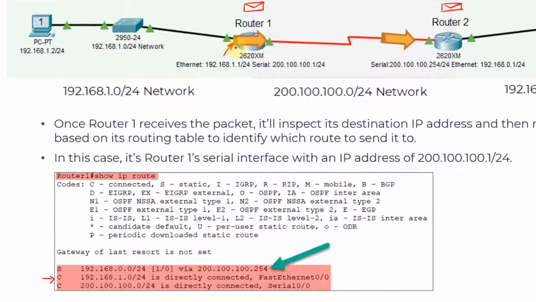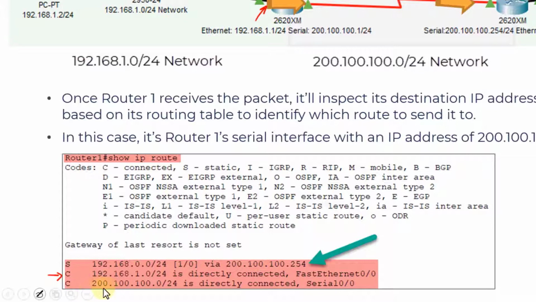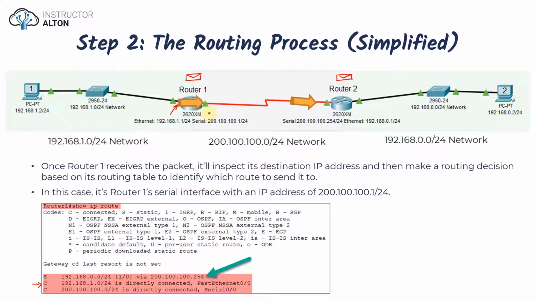And then also, you're going to notice directly below that, 200.100.100.24 is also directly connected because that's going to be directly connected right there. And that's why one of them says fast Ethernet and the other one says serial, because this router has two interfaces, one for the Ethernet side for the LAN, and then one for the WAN side, which is the serial interface. So now we know that this packet has gotten from router 1 all the way over to router 2 because router 1 made an intelligent decision by taking a look in its routing table to route that packet over there. Let's now move on to step 3.